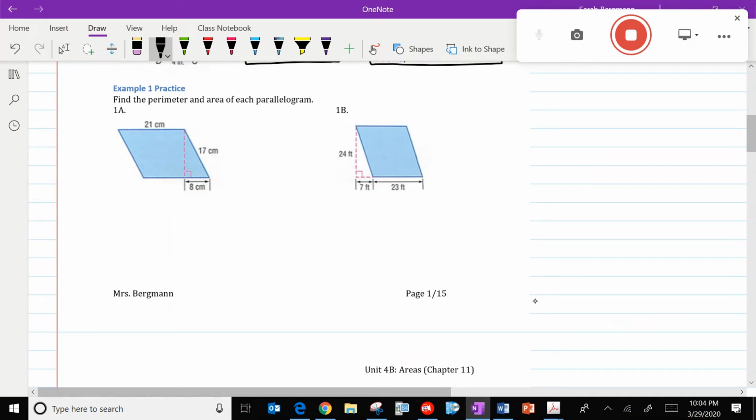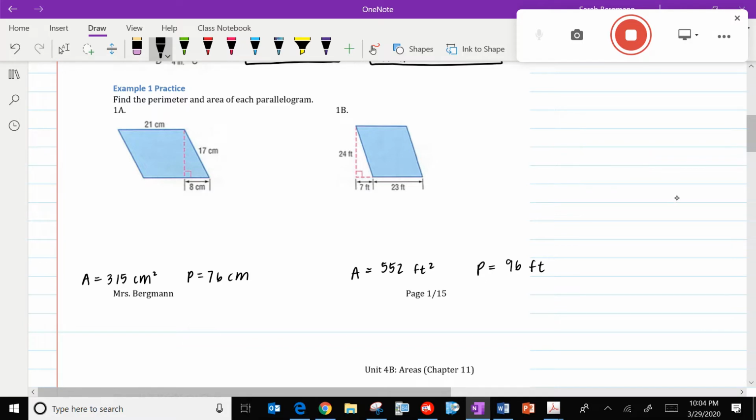Okay, so let me give you the answers quickly. For this one, the area is going to end up being 315 centimeters squared, and the perimeter is 76 centimeters. For 1B, the area is 552 feet squared, and the perimeter is 96 feet. Now follow along if you still need help on how to get these.